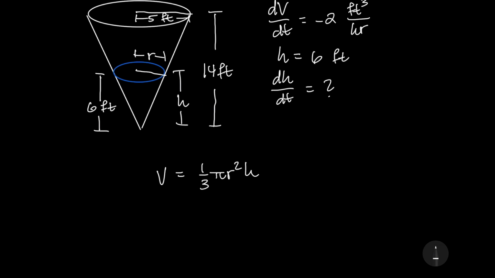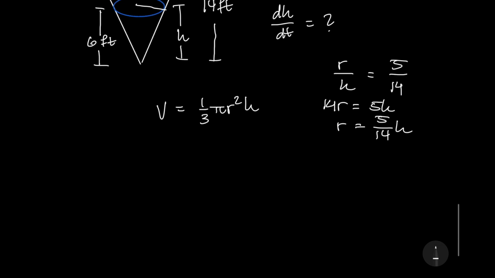Well, notice that in this entire cone, the radius is 5 feet and the height is 14 feet. So that means the ratio of radius to height is going to be 5 to 14. So 14r is equal to 5h. Let's see if we can solve for r. If I solve for r, r is equal to 5 over 14 h. So I'm going to replace r with 5 over 14 h. Let's go ahead and do that.